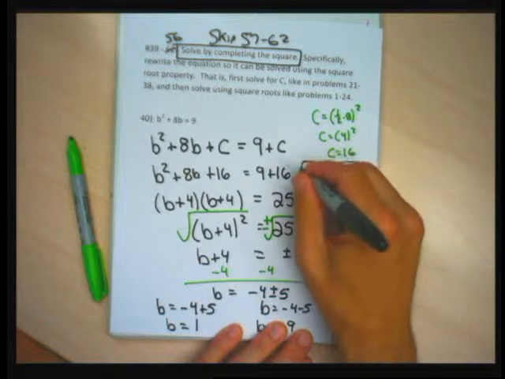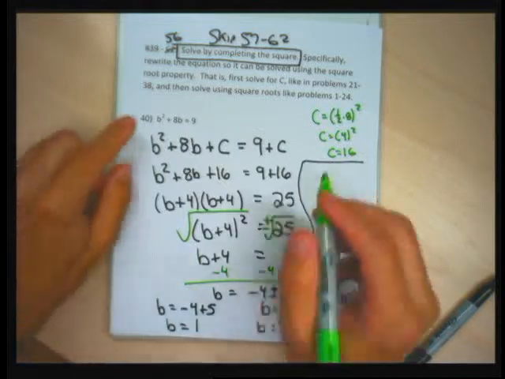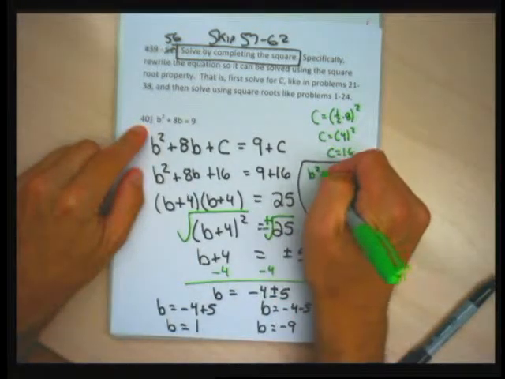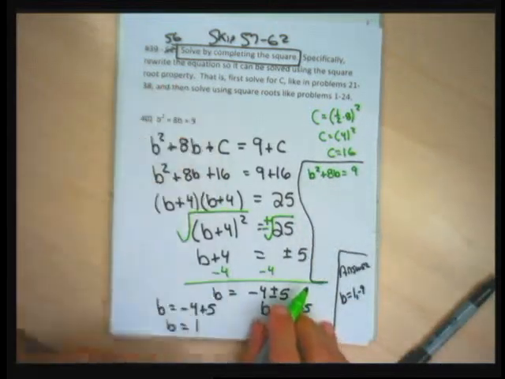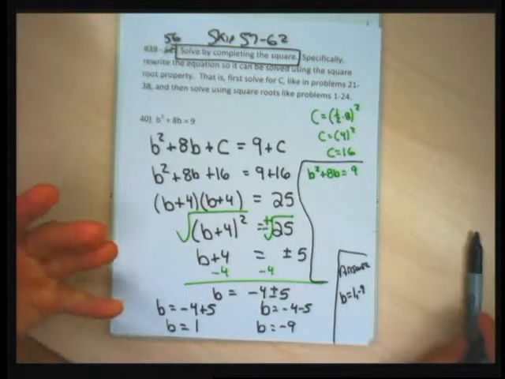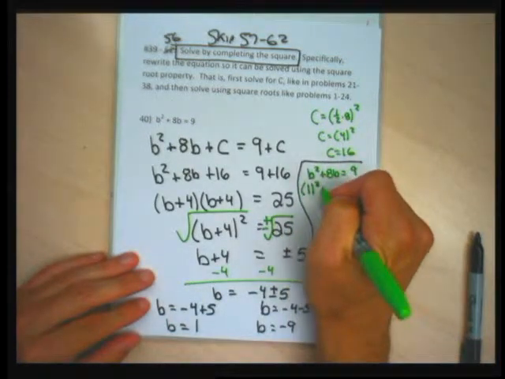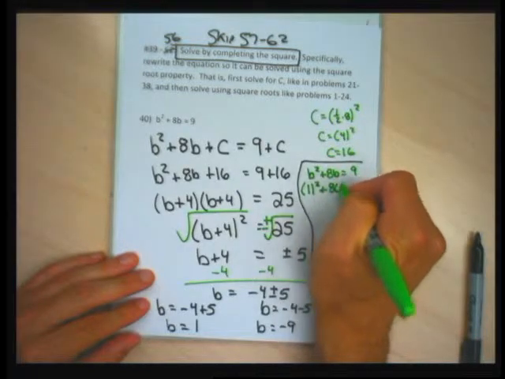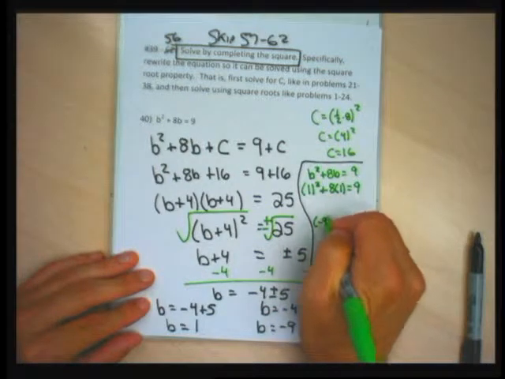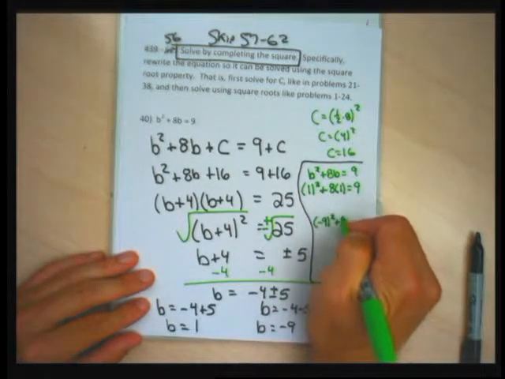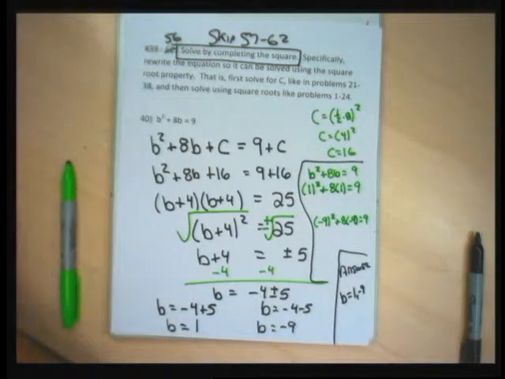I should always, when I get an answer to a problem with an equal sign, check. So I'm going to check one at a time. The original problem was b squared plus 8b equals 9. That's what I should check into. I shouldn't check into anything after the original problem, because if I made a mistake on my first step, it wouldn't show up. The first one I'm going to check is 1 and see if 1 squared plus 8 times 1 equals 9. And then I'm going to check my negative 9 and see if negative 9 squared plus 8 times negative 9 equals 9. I'm going to check each one separately to make sure I haven't messed up.